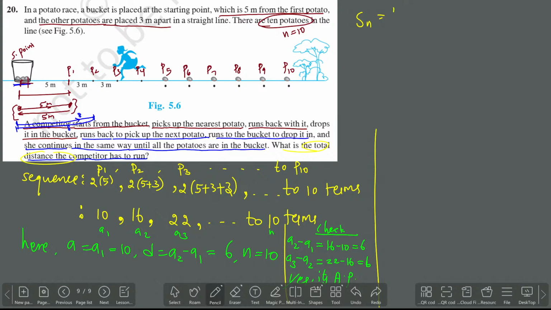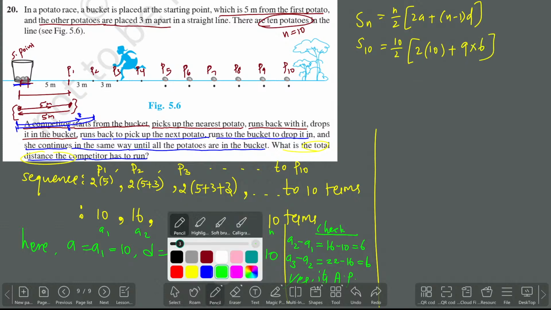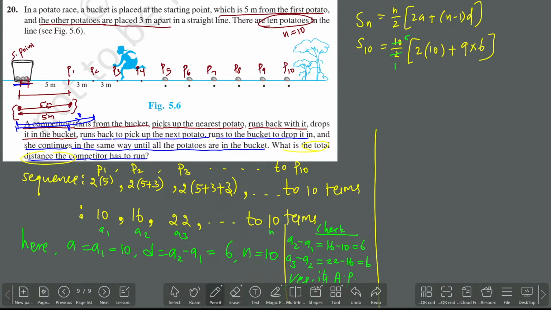Understand? So N by 2, 2A plus N minus 1 into D. Totally 10. So 10 divided by 2 into 2A, A value is 10 potato. 10 minus 1, 9. D value is 6. And 10 divided by 2 in the sense 5. 5 we can cancel this. What am I getting? 5 into 2 into 10, 20. 9 6s are 54.